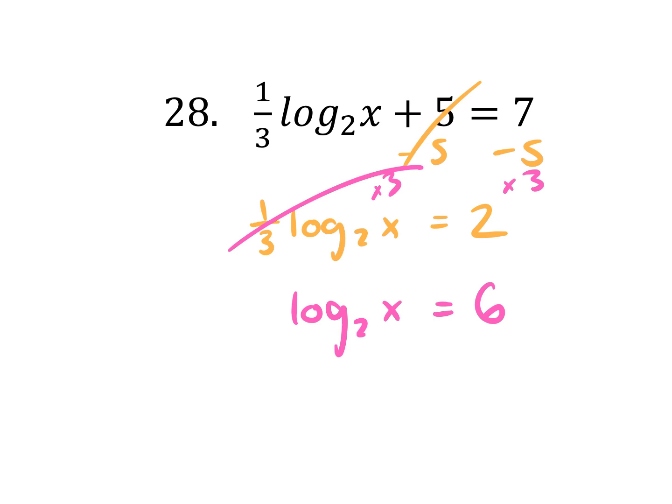What can I do next? Make our big base 2. So it cancels. So x is equal to 2 to the 6th power, which I think is 64.